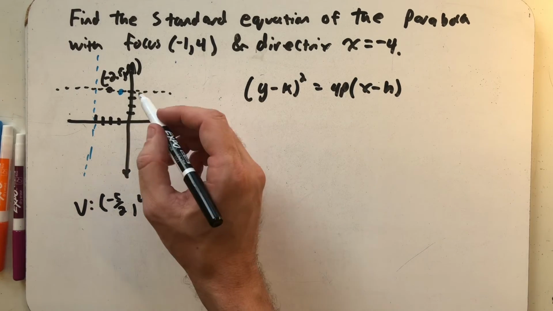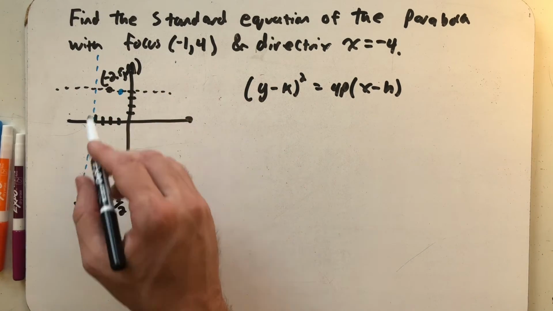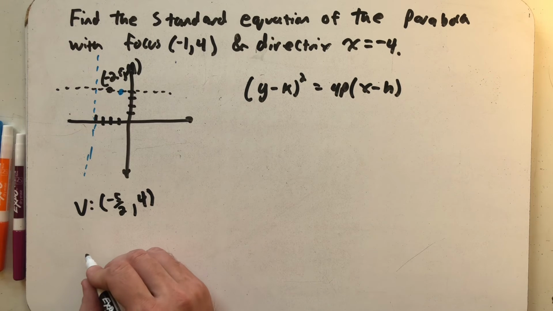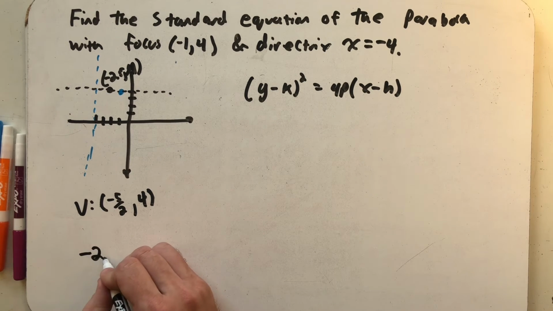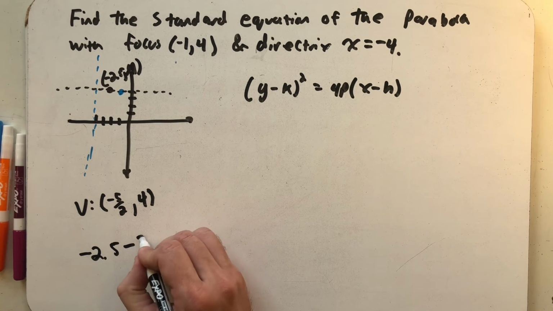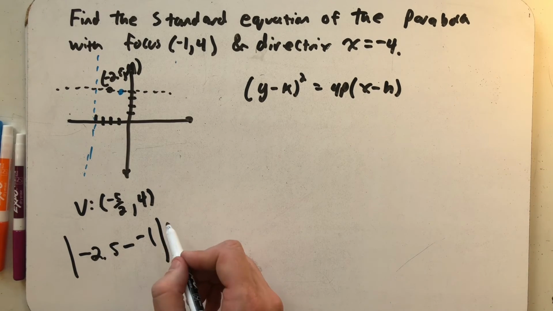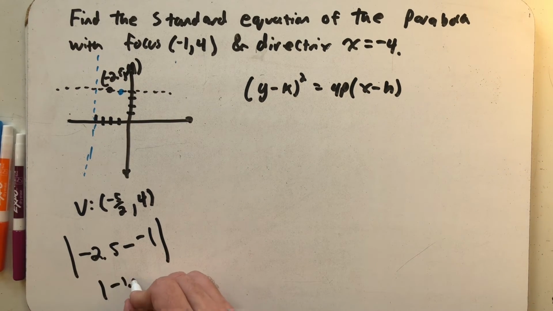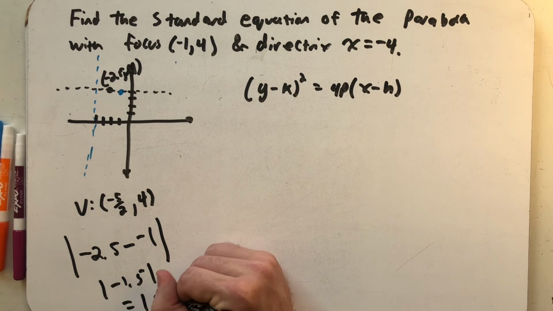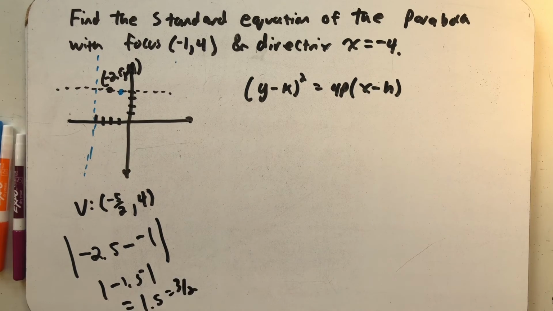So how far apart are my vertex and my focus? Well, I need to find the distance between -1 and -2.5, which I would say is |-2.5 - (-1)|. -2.5 plus 1 is -1.5, so that distance is positive 1.5, which I'm going to think about as 3/2 for purposes of this problem.